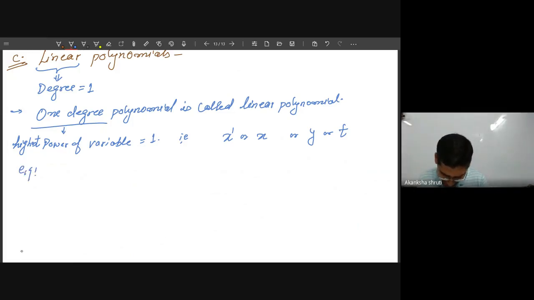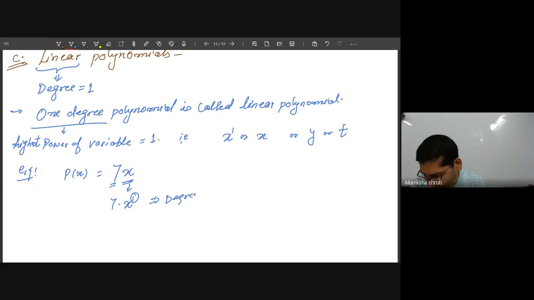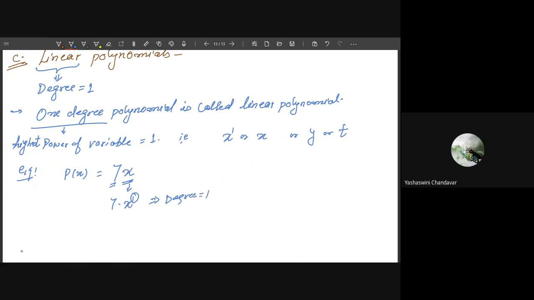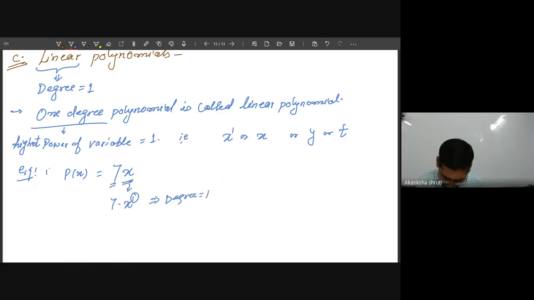So write down the example. If I am writing a polynomial p(x) as 7x, so what is here? Here 7 is the coefficient, and what is this? x. x means it is 7 into x to the power 1. So here degree is 1.